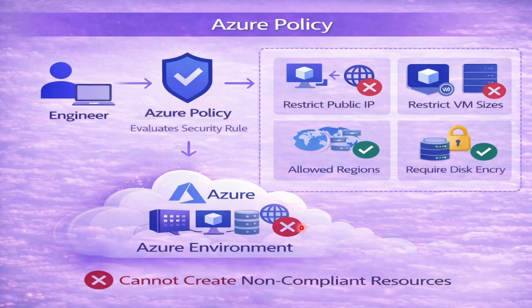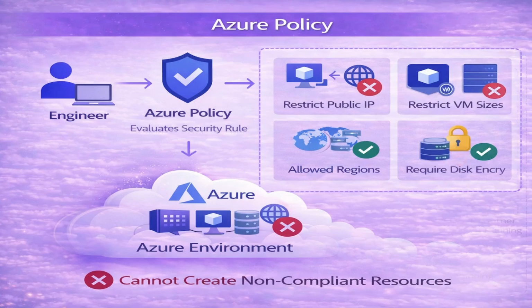If everything is compliant, the resource is deployed successfully. But if any rule is violated, Azure automatically stops the deployment. In this video, we focus on a practical scenario, protecting our Azure environment by applying a policy that prevents virtual machines from being deployed with public IP addresses.